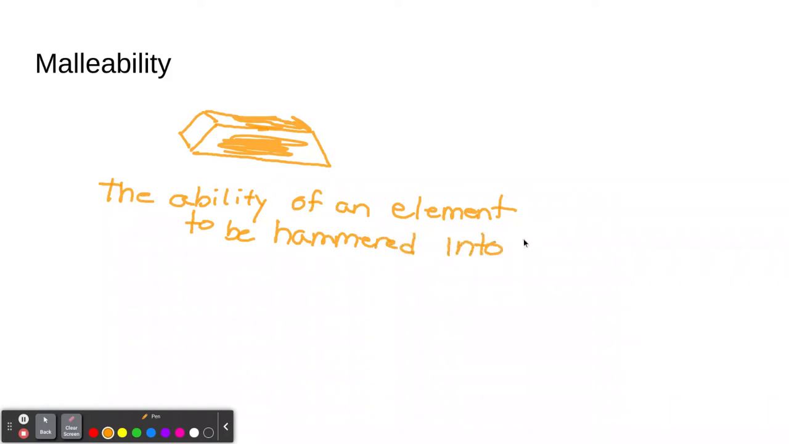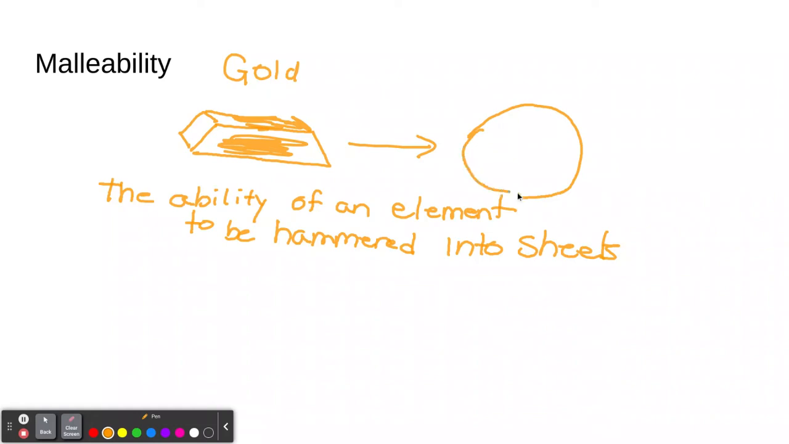Or some hammer, right? And so when you hammer gold, and by the way, the most malleable element is gold, the most malleable is gold. You hammer gold and then you can make flat sheets. You can make flat sheets better than any other element. Nice sheet of gold. So that's what malleability is. And again, that's a physical property.